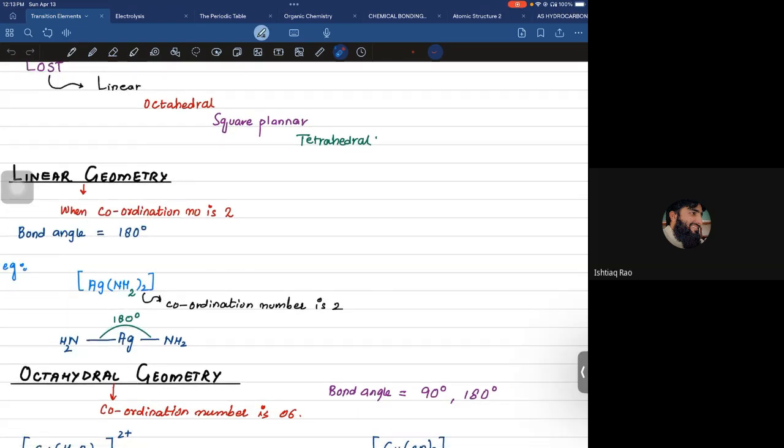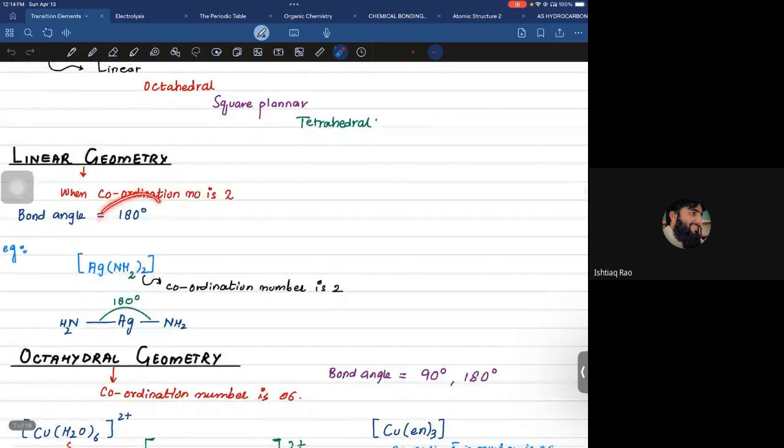So how can you determine that the structure is linear? Of course, if the coordination number is 2. And I told you, what do you mean by the term coordination number? Coordination number means the number of dative bonds between the metal and a ligand, where the bond angle is 180 degrees. It doesn't matter what type of ligand you have, but it should be a monodentate ligand, of course. So the coordination number must be 2, and then I can say that the shape is linear and the bond angle would be 180 degrees.